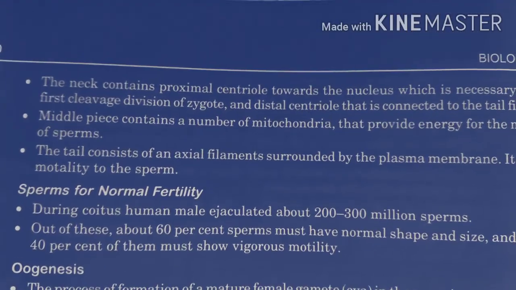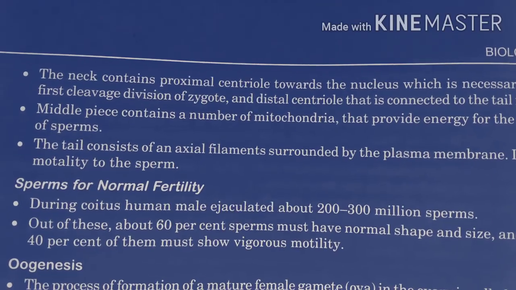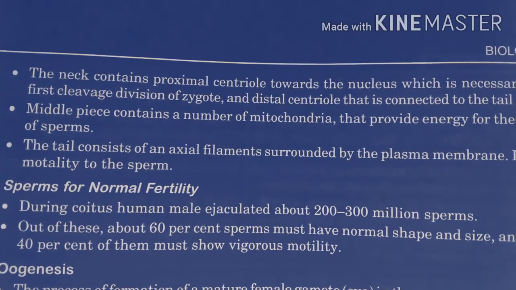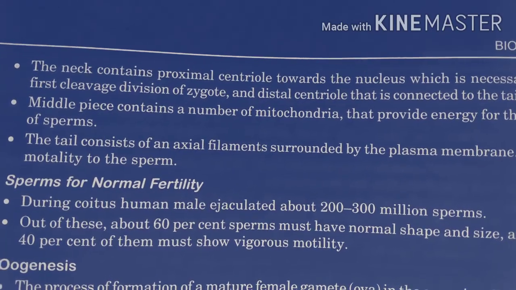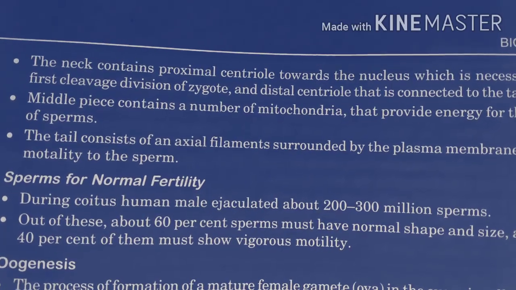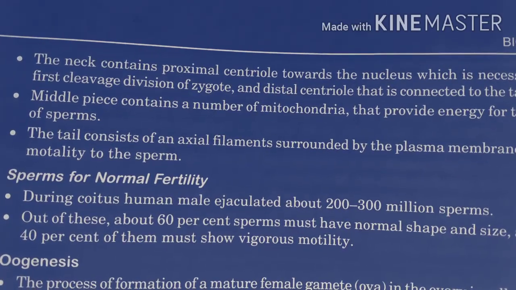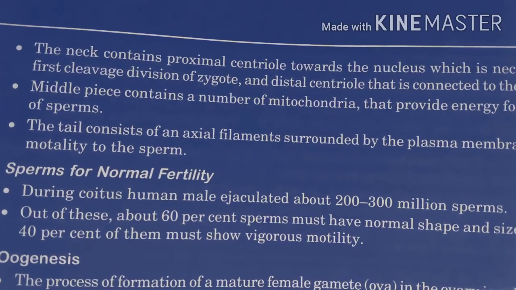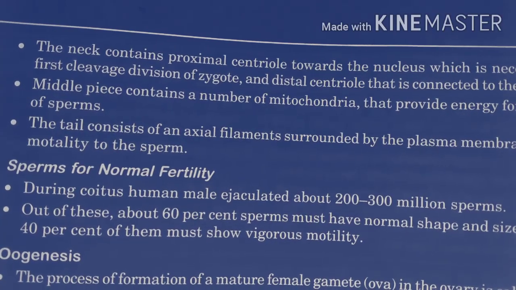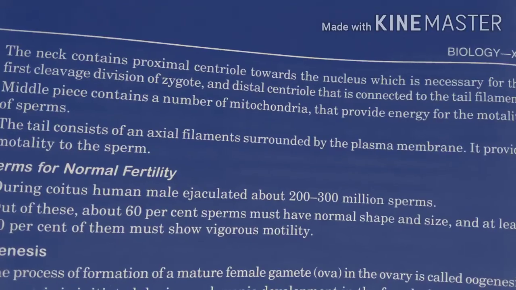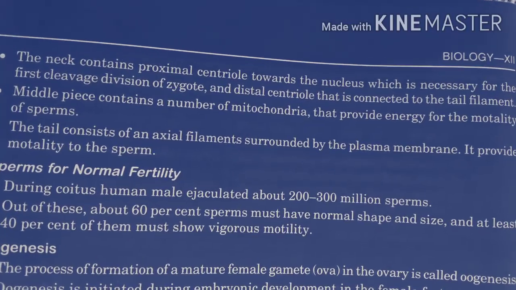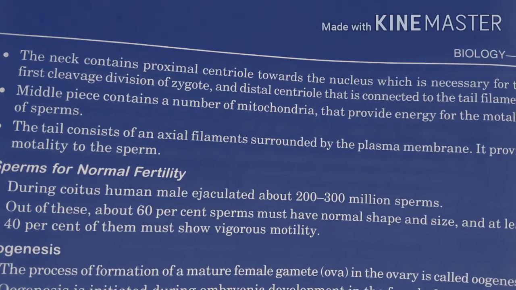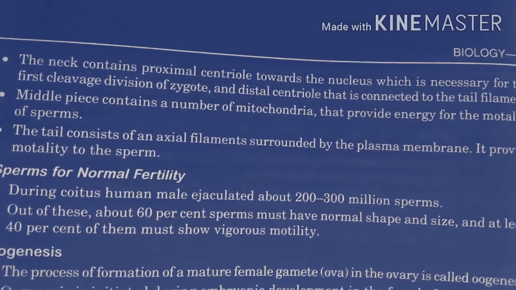Sperms for normal fertility. What is normal fertility? During coitus a human male ejaculates about 200 to 300 million sperms. If 200 to 300 million sperms are ejaculated at the time of coitus, it is normal fertility. Out of this, about 60% of sperm must have normal shape and size, and at least 40% of them must show vigorous motility. If 60% of sperms are normal in shape and size, and 40% show vigorous motility, it is normal fertility.